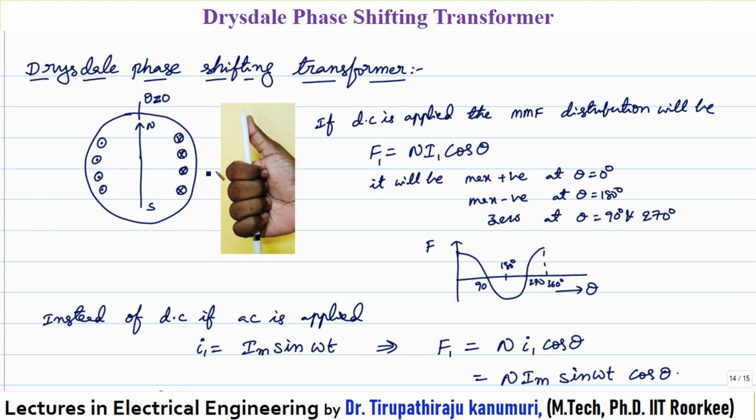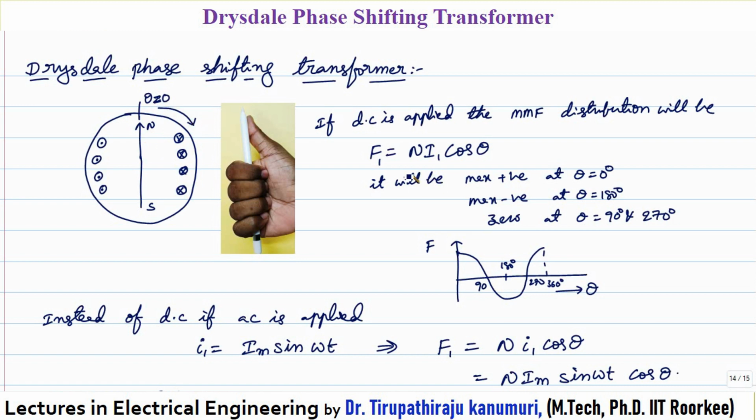Here you hold the winding in your hands in such a way that your curled fingers indicate the direction of the current, then your thumb indicates the direction of the magnetic field, or the direction of the north pole that is produced. Now if you apply this, you can see the field is coming upwards. Here I am taking this as my reference angle, theta equal to 0 degrees, and this theta will vary in the clockwise direction.